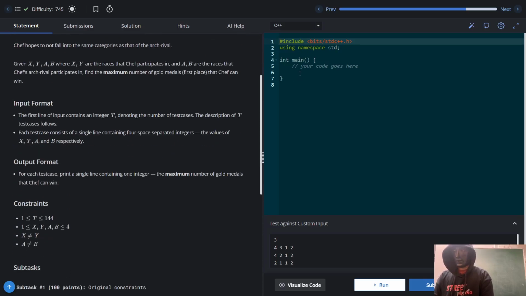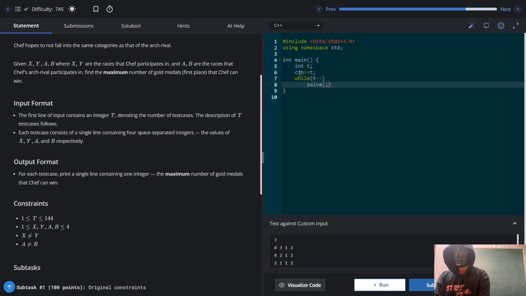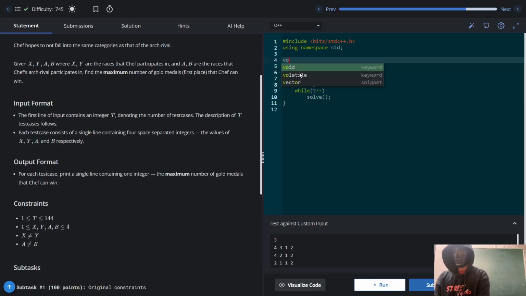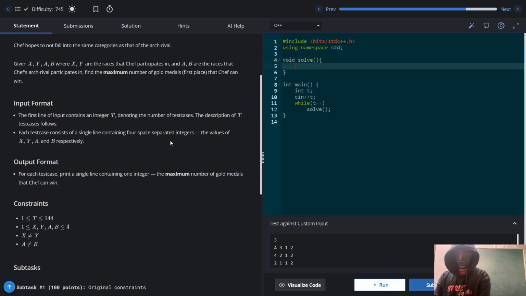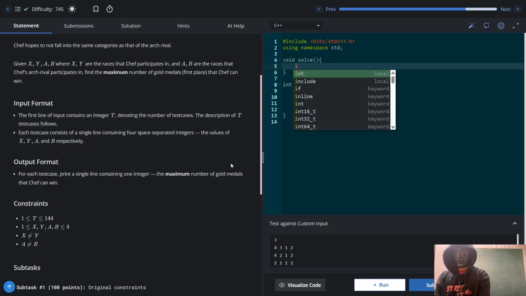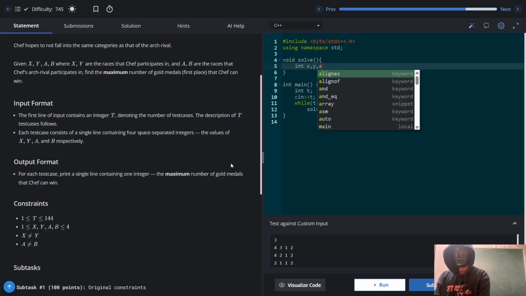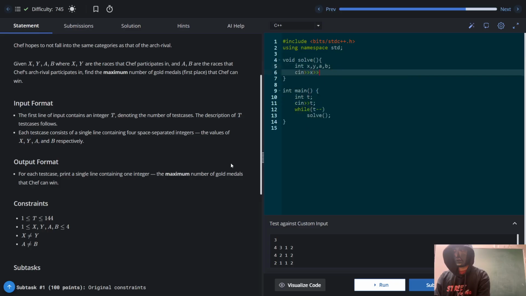So first let's take input, and I'll be explaining what the problem is and what the possible solution will be. We have test cases, so for every test case let's call a function solve. Okay, and we have 4 integers x, y, a, b.